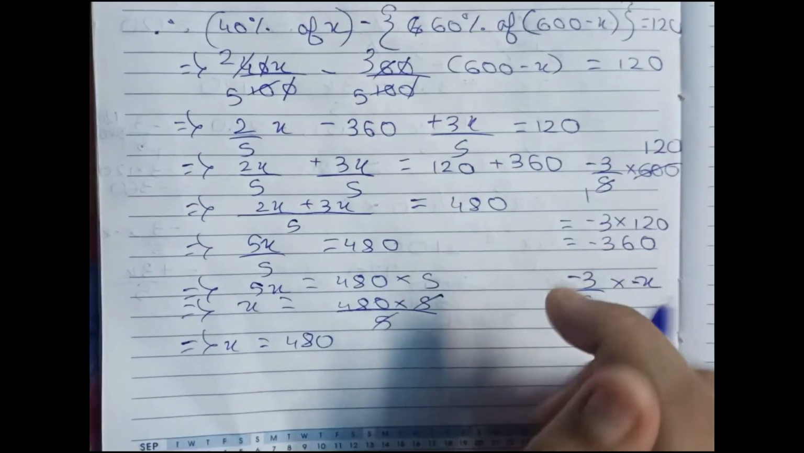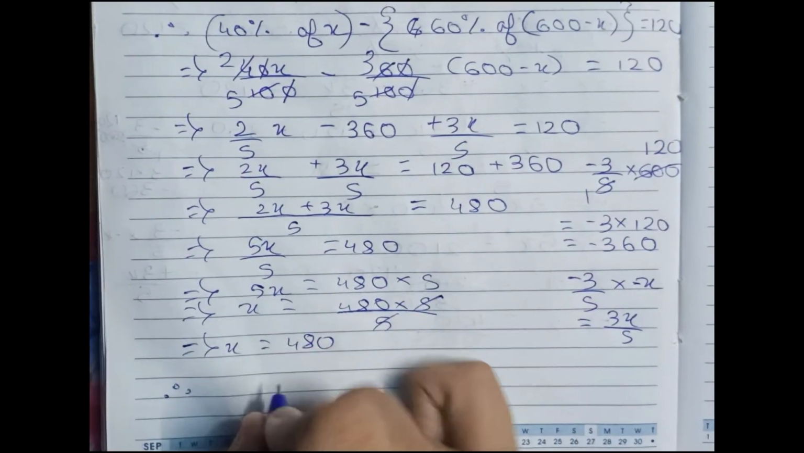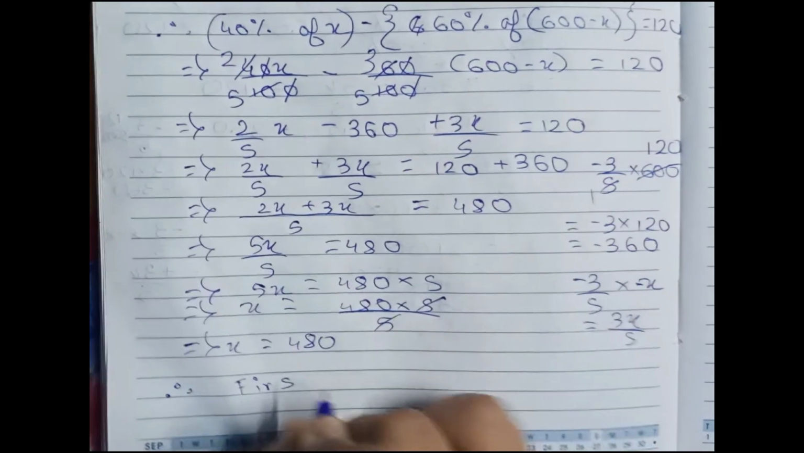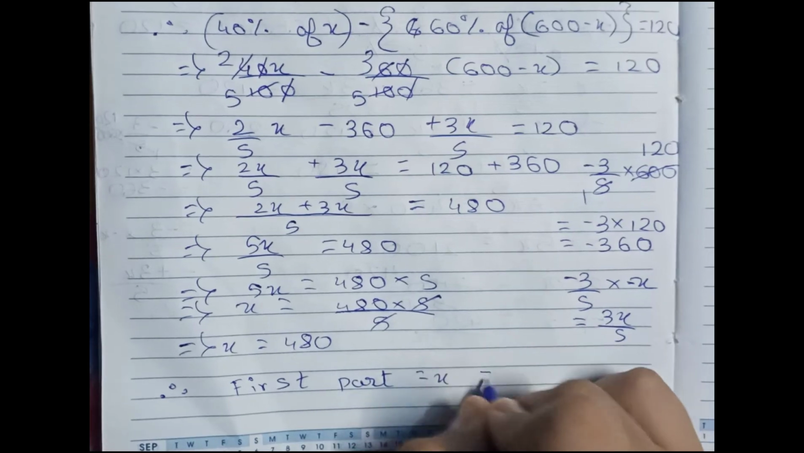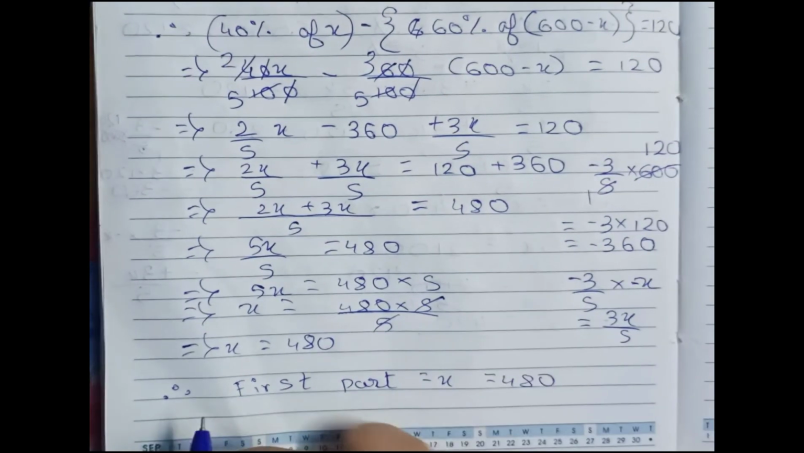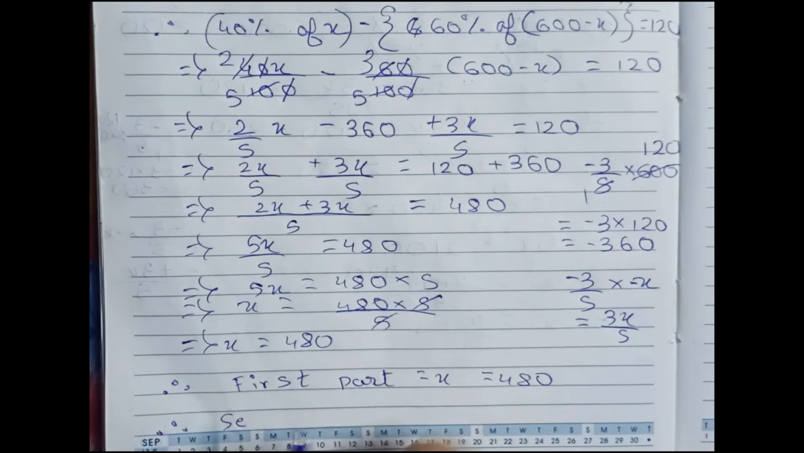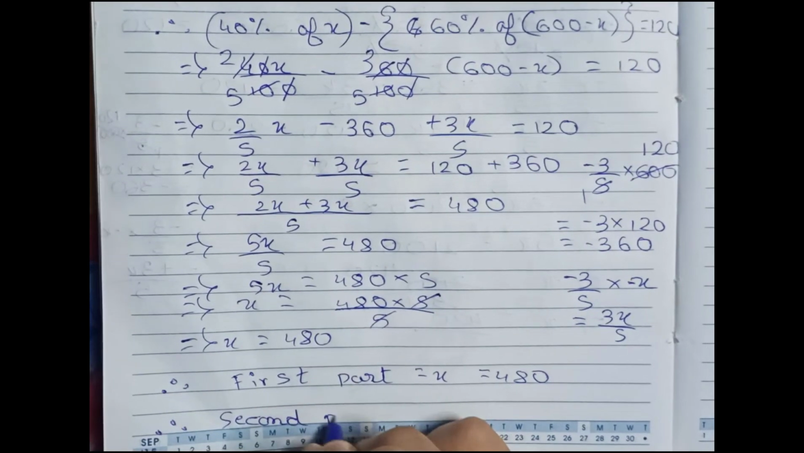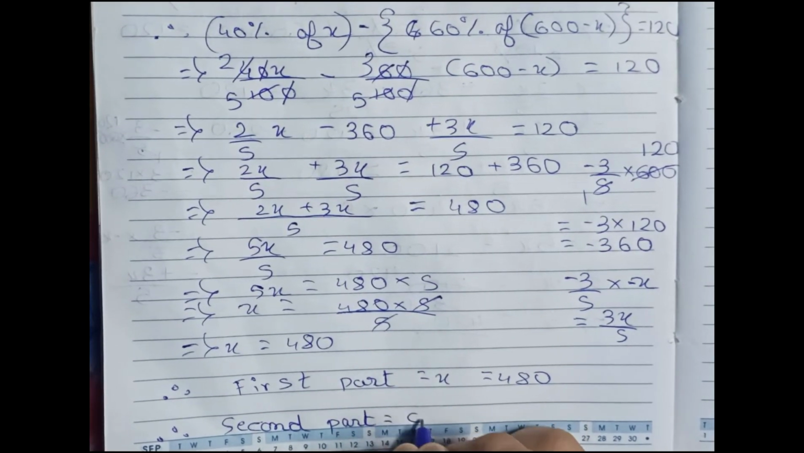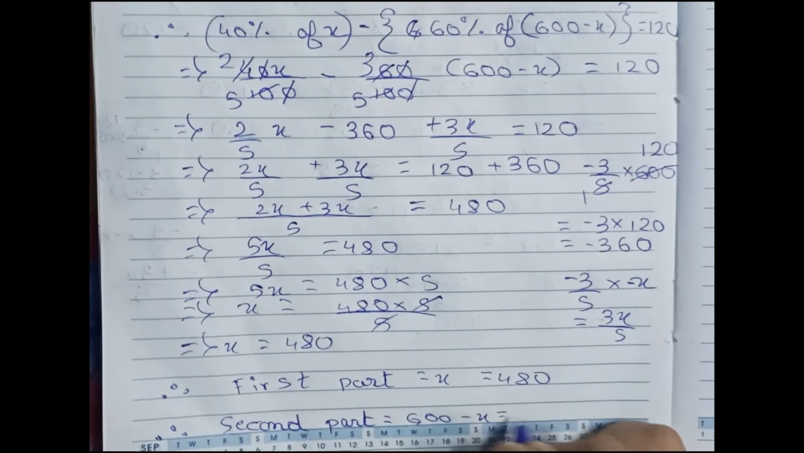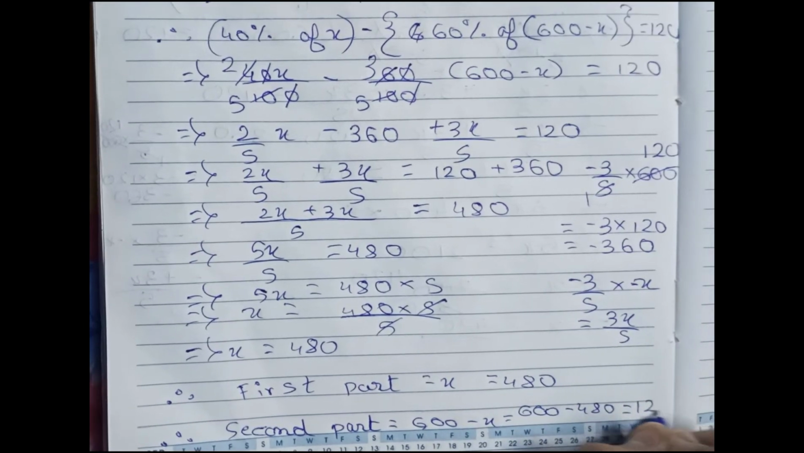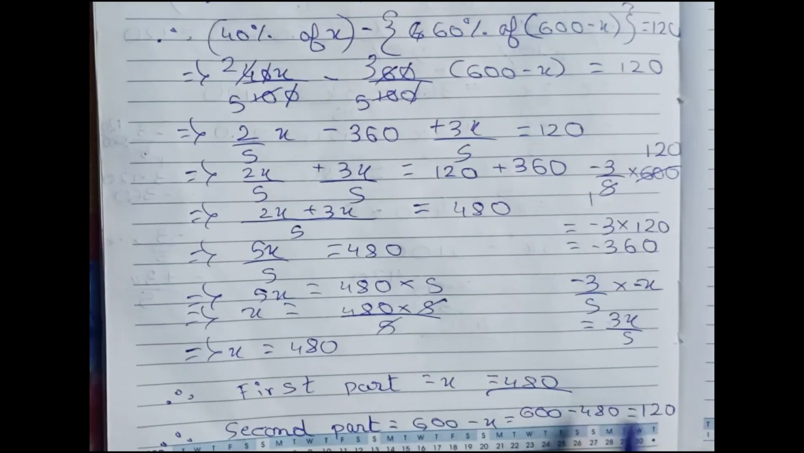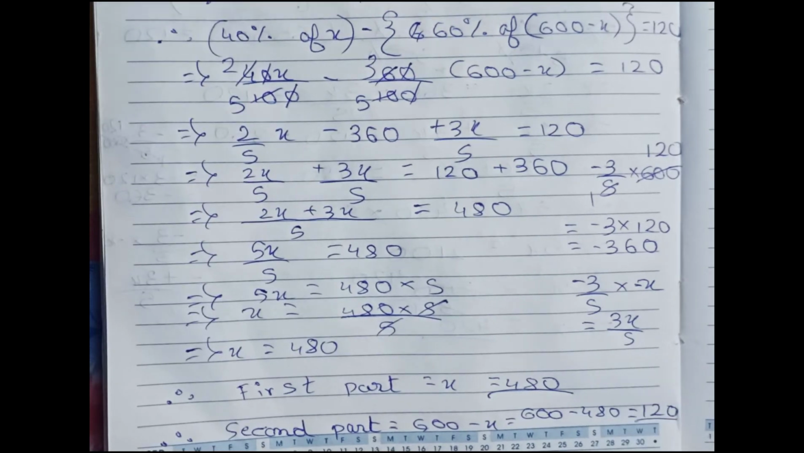So our answer x equals to 480. Therefore our first part, that we have taken as x, is 480, and our second part, that we have taken as 600 minus x, becomes 600 minus 480, that is 120. So our first part is 480 and our second part is 120, and this is our final answer. Next question, that is question number 45.